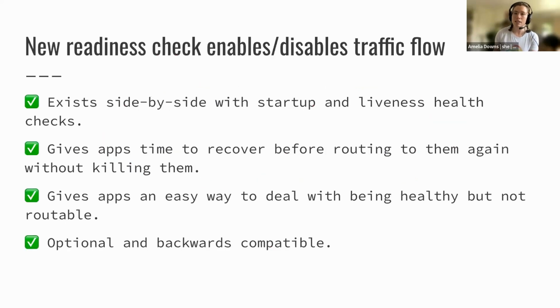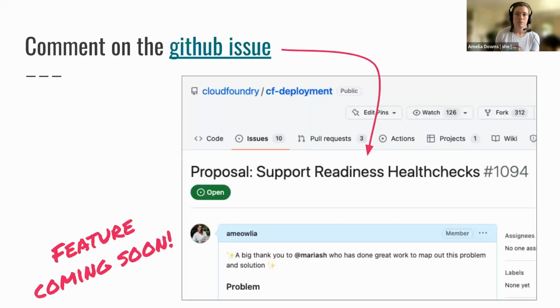So this new readiness check will enable and disable traffic flow. It will exist side by side with startup and liveness health checks, and it will give apps time to recover before routing to them again. This will give apps an easy way to deal with being healthy but not routable. And this will be optional and backwards compatible. There's an open source issue with this proposal, so please comment on it with any thoughts you may have.